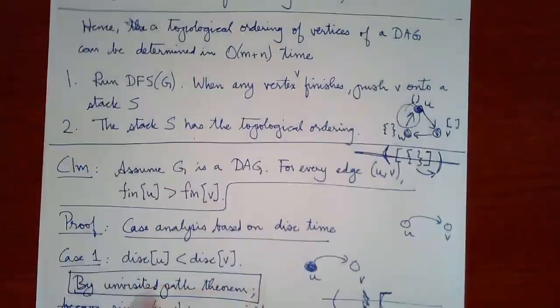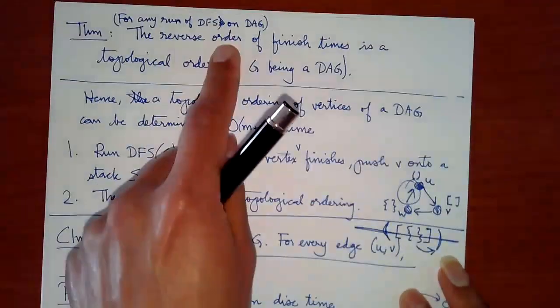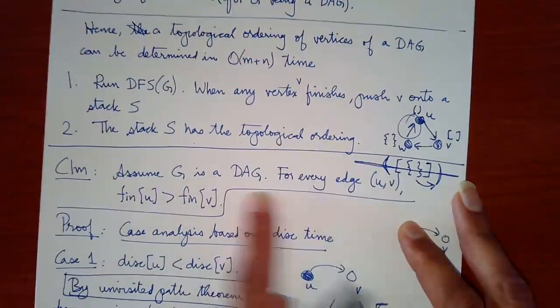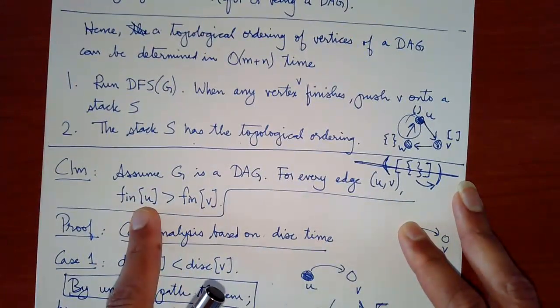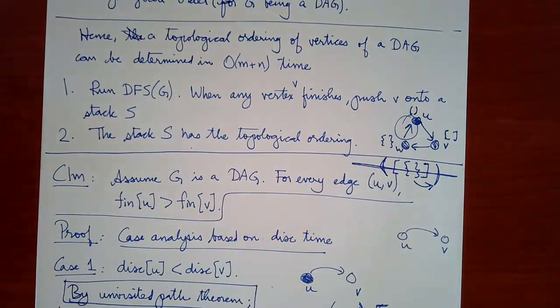So the whole point, let's just step back. Even if you didn't follow the nitty-gritties of the proof, the reverse order of finish times is a topological order. And essentially, for every edge UV, the finish time of U is greater than the finish time of V when G is a DAG. Okay?